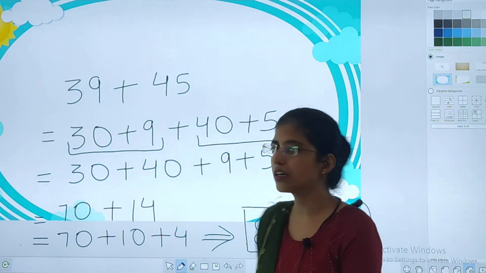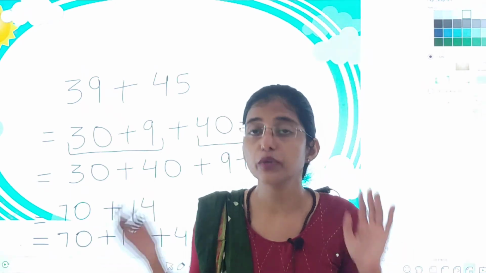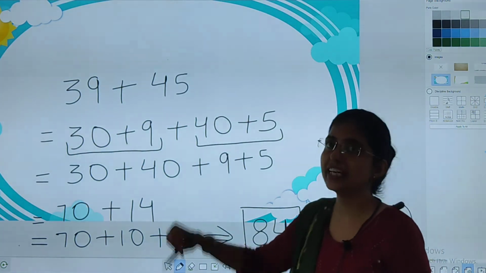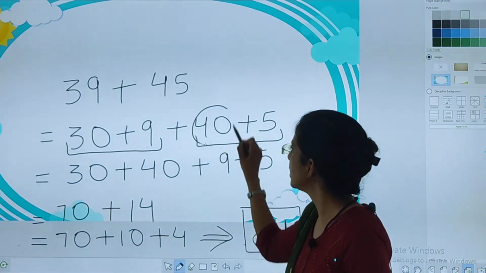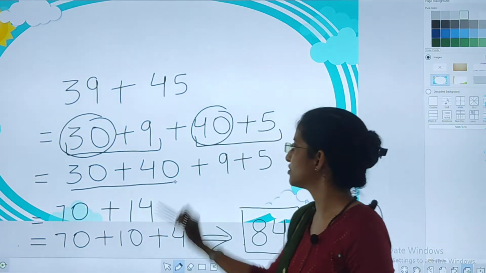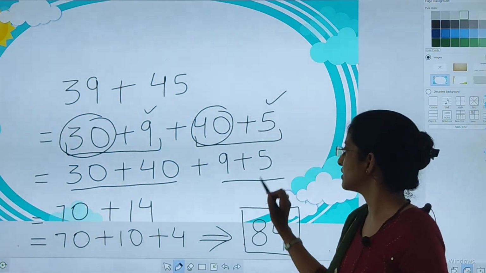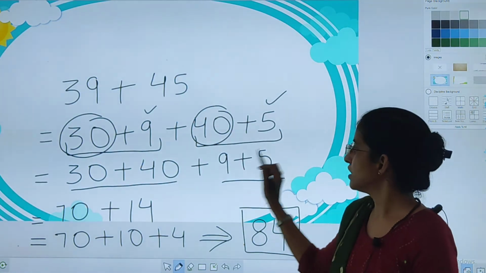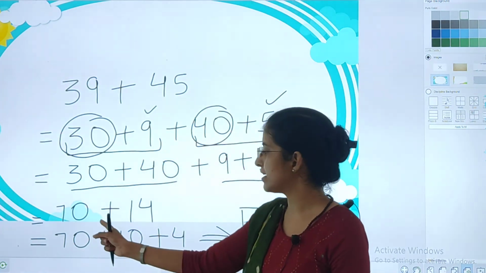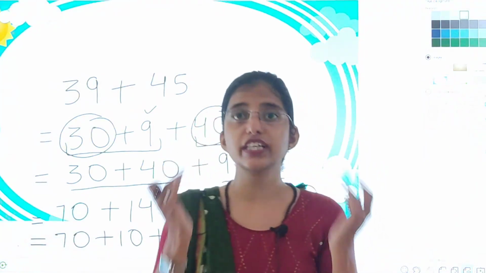So your first step here will be break the numbers, okay, in tens and the given number. It will be very easier for you to add. Then what we will do is we will rearrange the numbers. See, 30 plus 40, we are arranging here like this, then 9 and 5. We are arranging it like this, 9 plus 5. Okay, now see, अब बहुत easy है ना calculate करना. What is 30 plus 40? 70. What is 9 plus 5? 14.